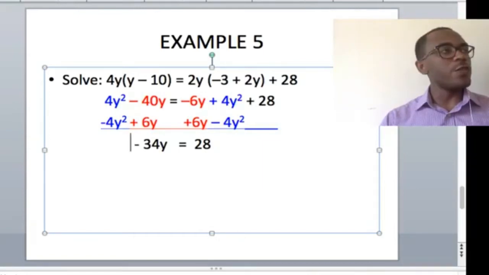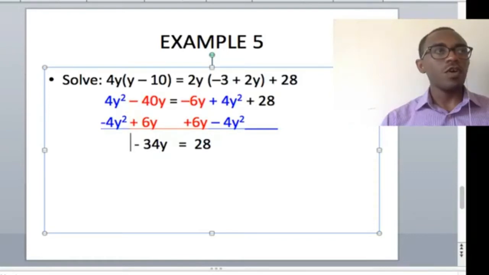Plus 6 minus 40. Again, when we subtract and the signs are different, we keep the sign of the bigger number and we subtract these two. 40 minus 6 is 34. The signs are different, so I keep the sign of the bigger one, which is negative. These two cancel. These two cancel. And the 28 is the only one remaining.